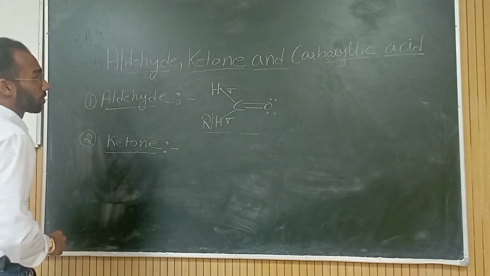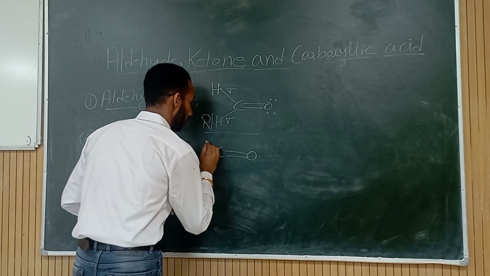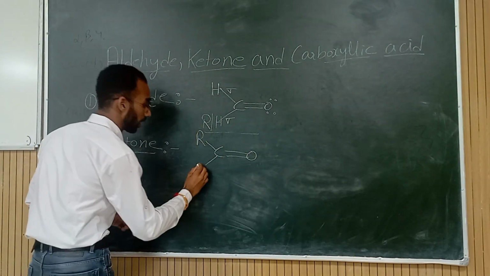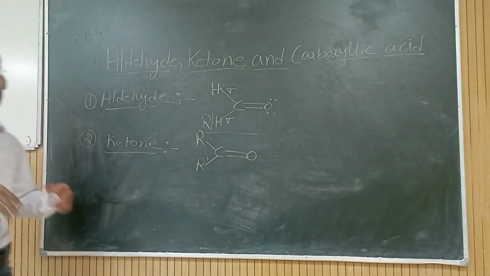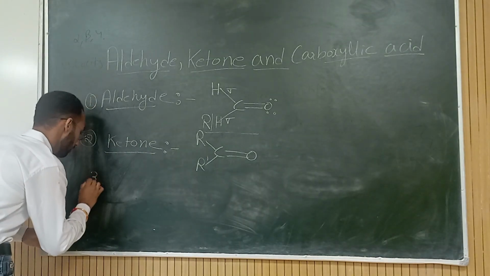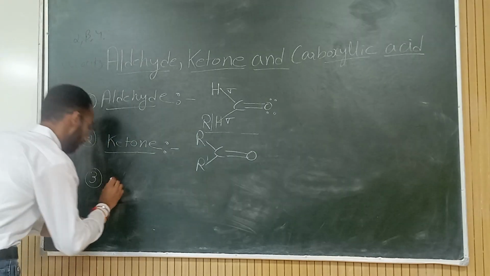Now the other compound is ketone. Ketone also contains a carbonyl group. On one side of the carbonyl group there is R, and on the other side there is R dash. R and R dash are any alkyl groups belonging to this category. This is called ketone.